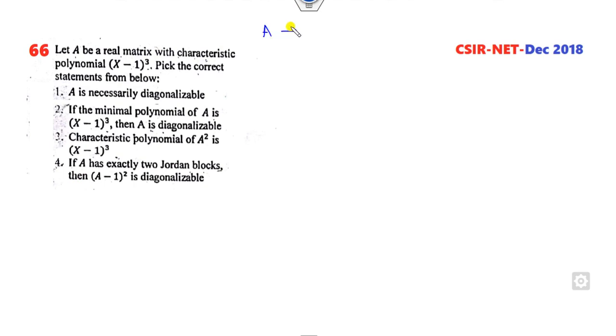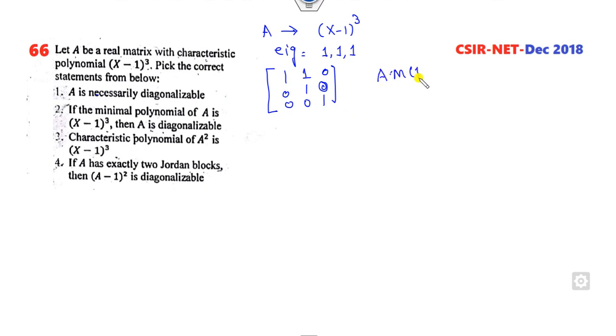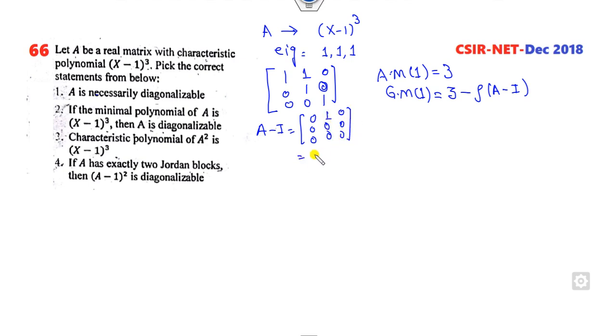So A has the characteristic polynomial x minus 1 cube. It means eigenvalues are 1, 1, 1. A is necessarily diagonalizable. That's a wrong option. There are so many questions here. If I look at this, clearly the eigenvalue is this. What is that? Algebraic multiplicity of 1 is 3. If I find the geometric multiplicity of 1, it is 3 minus rank of A minus I. So what is the rank of A minus I? 0, 0, 0. So clearly the rank is 1. So 3 minus 1 is 2, which is not equal to 3. So it is not diagonalizable. So the first option is cancelled.